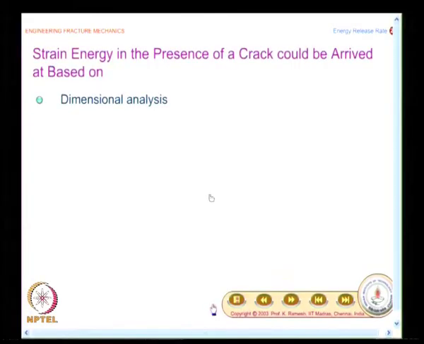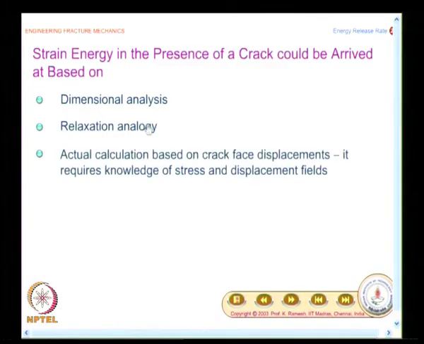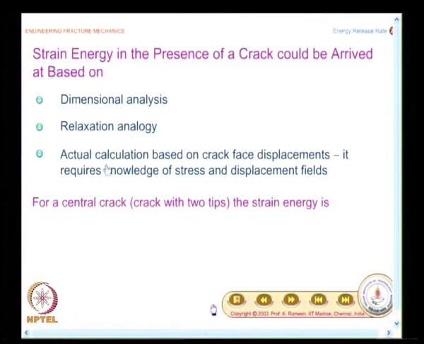If you really look at it, we want to evaluate strain energy in the presence of a crack. See, it is not a simple task, and we saw that it could be arrived at based on dimensional analysis, relaxation analogy, and finally the actual calculation based on crack face displacements. In fact, only this would give the intended result, and this was taken up while we were developing fracture mechanics in the initial stages.